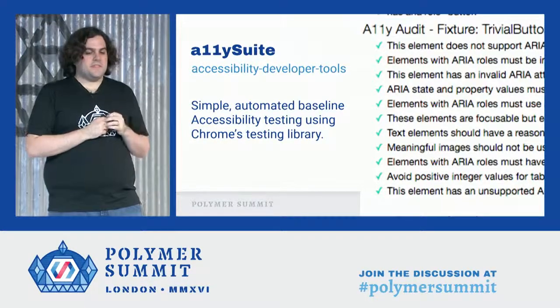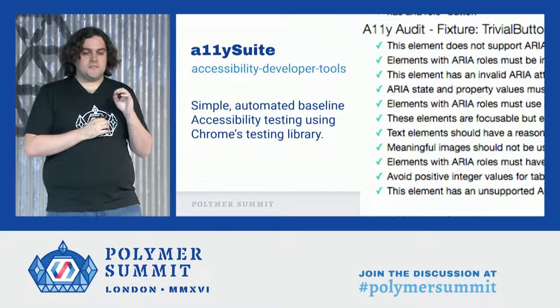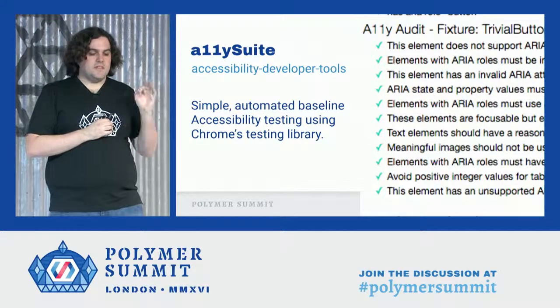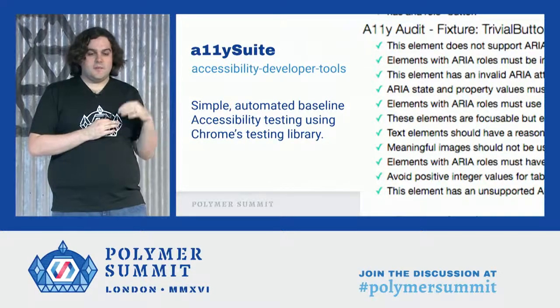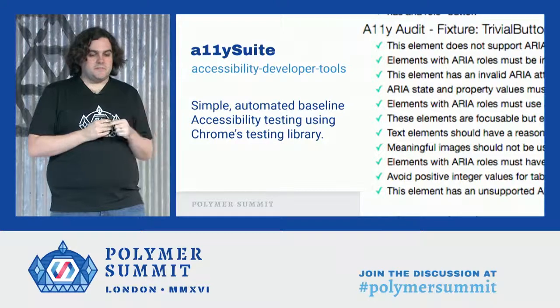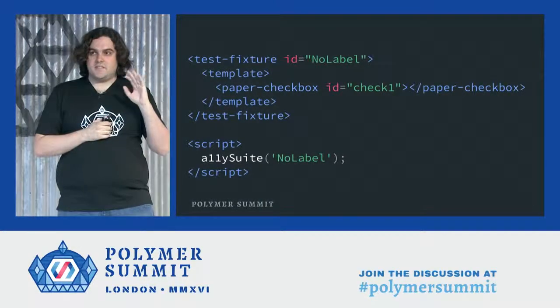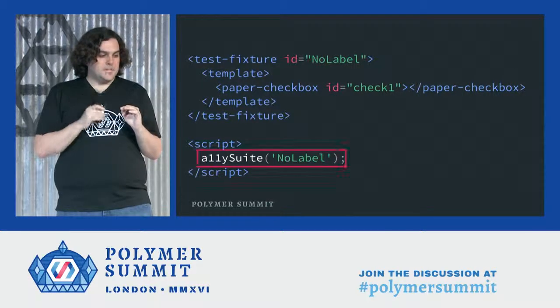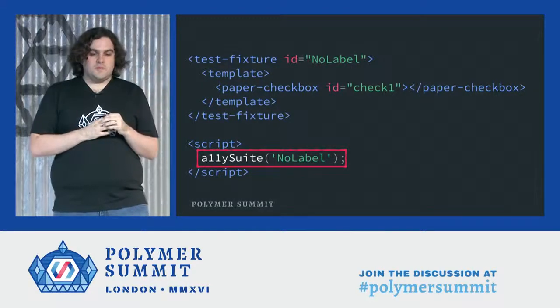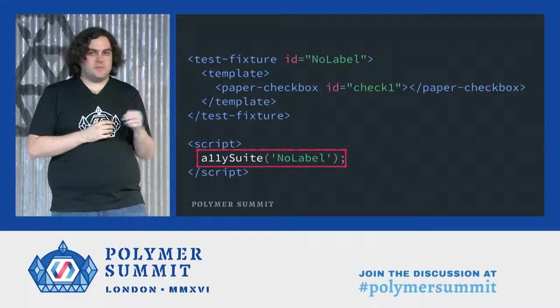Now, the last WCT add-on I want to talk about is the accessibility suite. By using Chrome's accessibility developer tools, you can automatically test some baseline accessibility for your element, like making sure your labels are readable for those with color vision deficiency, or that the ARIA attributes are set correctly for screen readers. Now, you can use the accessibility suite by specifying a test fixture and calling the A11y suite function with that test fixture, and this will do all the work for you and give you a detailed report in your testing.